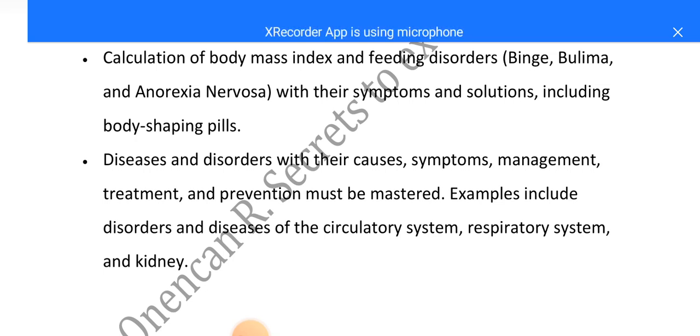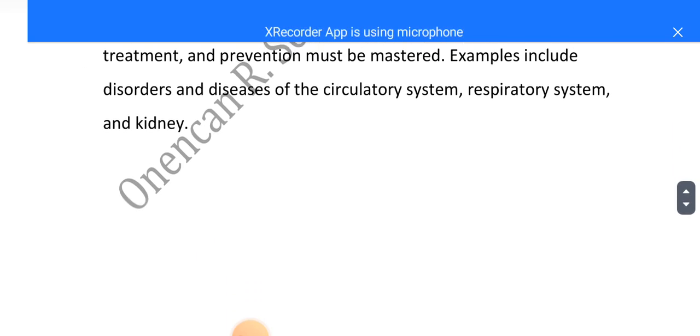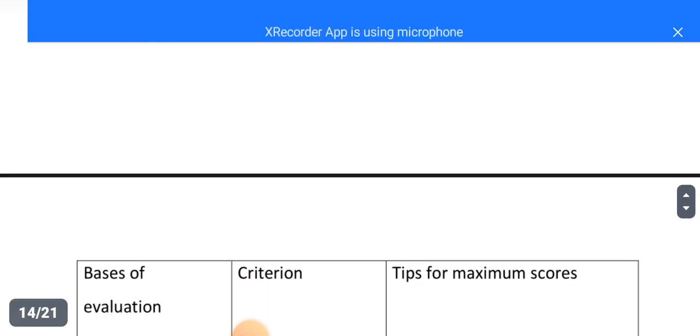Then from there you can look at diseases and disorders with their causes, symptoms, management, treatment, and prevention, which must be mastered. Examples include disorders and diseases of the circulatory system, the respiratory system, and the kidney. You should focus on those things.